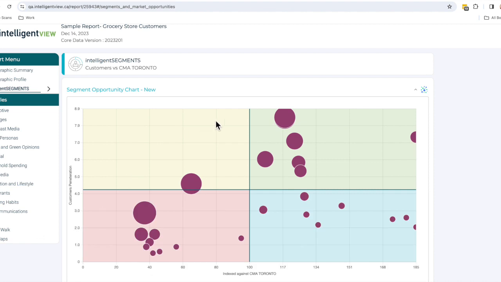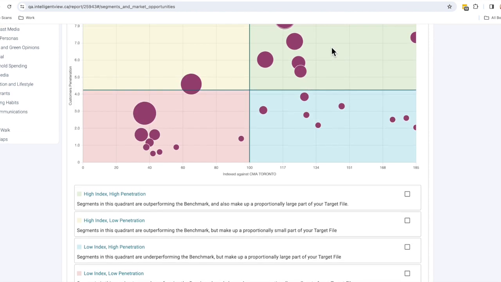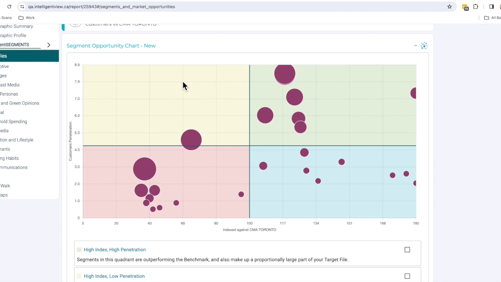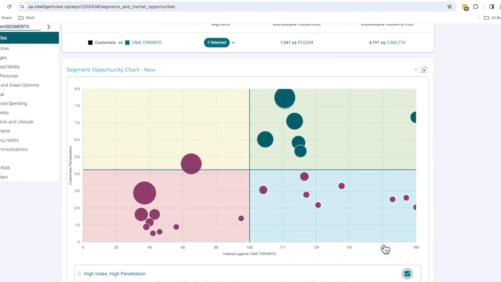Now, the chart itself is divided into four quadrants based on index and target file penetration. The top right quadrant indicates high index and high penetration. The top left indicates low index, high penetration. Bottom left is low index, low penetration. And bottom right is high index, low penetration. You also have the ability to select all the segments in a quadrant by clicking on this button.